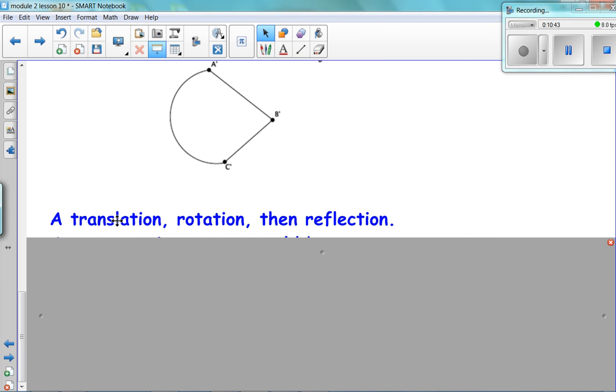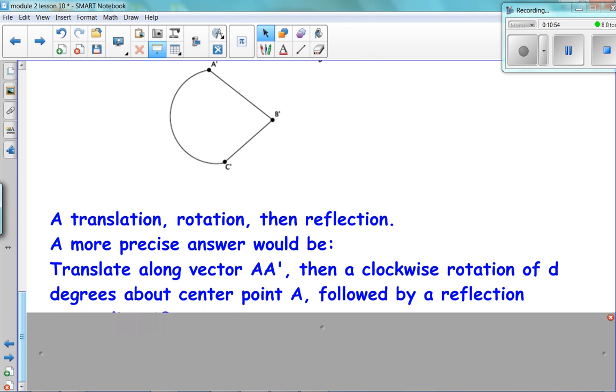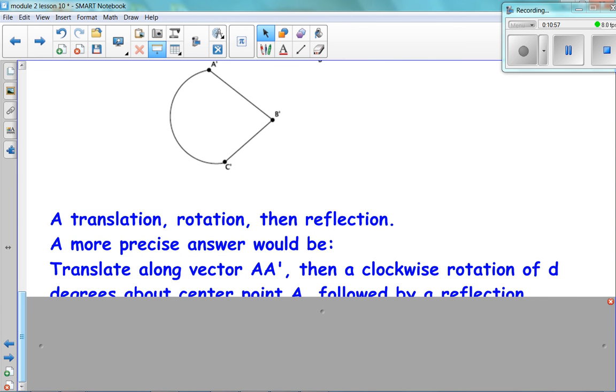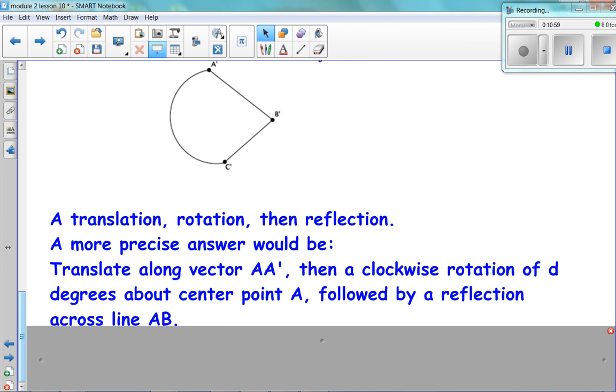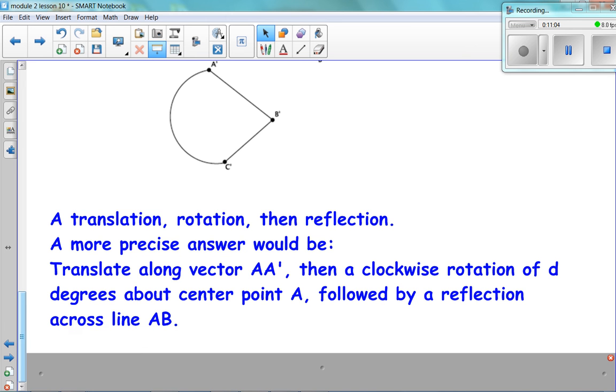So you should have seen that you could map one onto the other by doing a translation, a rotation, then a reflection. But we want to be more precise and have more clarity in our answer. So a more precise answer would be to translate along vector A prime, then a clockwise rotation of d degrees about center point A, followed by a reflection across line AB. If you tried something else and it worked, that's fine too. We can discuss that when we discuss this lesson. But for me, this is what worked, and it required me to do a clockwise rotation rather than a counterclockwise rotation.